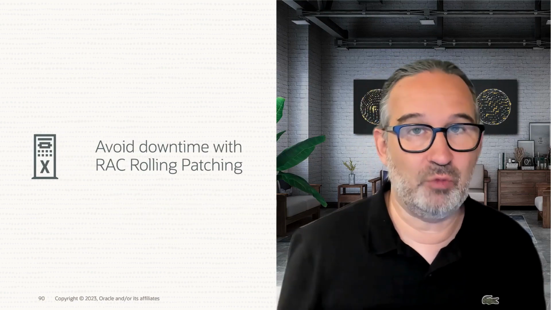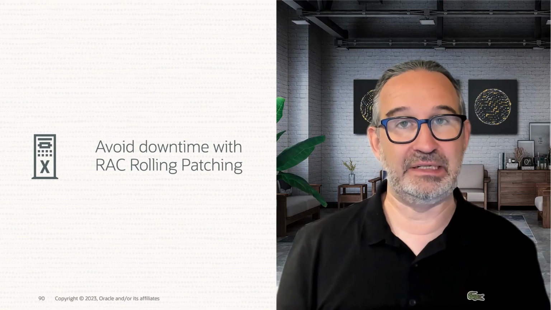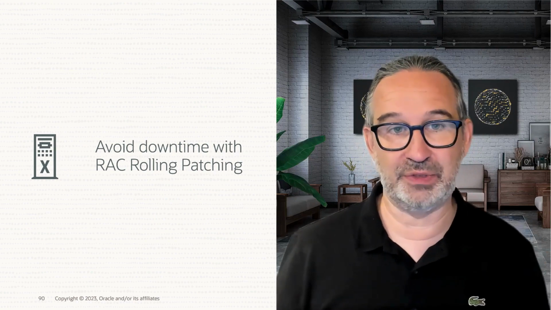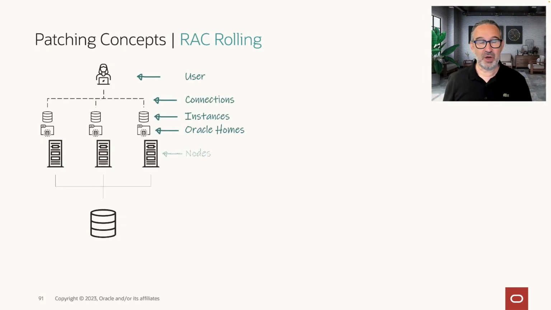But how do we avoid downtime? I want no downtime at all for a release update, and there's only one way to do that. You avoid downtime with RAC rolling patching. So how does this look? We have the application, the users, and they're connected to the instances on each of the nodes in our cluster. Now, in each of the cluster nodes, we have an Oracle home, and of course, on the bottom of the slide, we have the database. So the idea is this database should be kept up and running all the time.